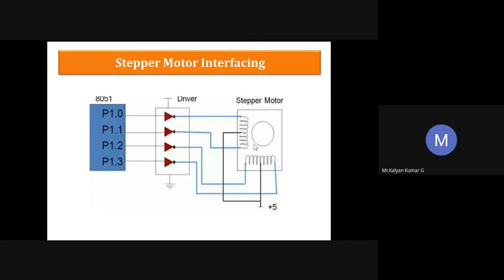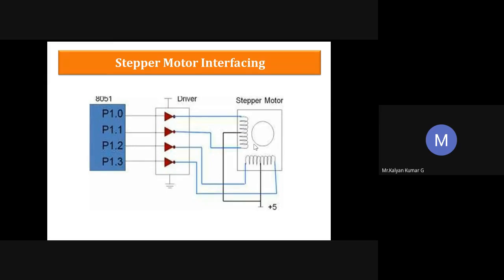In a similar way, by using the other phases, you can energize the windings in a sequential manner. And one more advantage, as I said previously, is that we can write assembly language programming for stepper motor control, so that we can make the motor rotate both clockwise as well as anti-clockwise, in both directions.